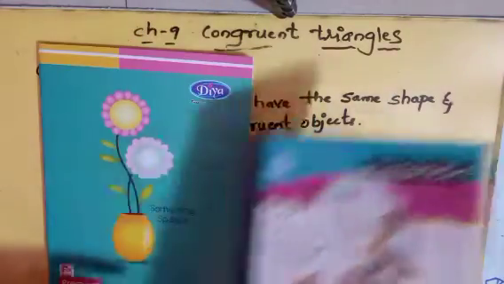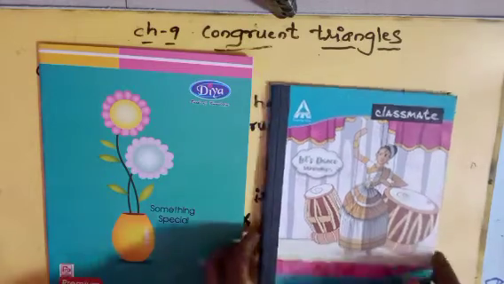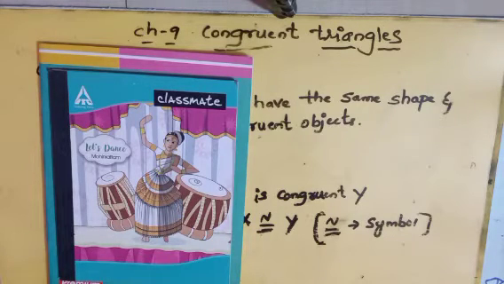We can take the books only example. See, by seeing these books only we can say whether they are congruent or not. By seeing only we can say they are not congruent to each other, because both do not have the same shape and size, and also when one book is kept upon the other, it does not cover exactly. That's why we say that both the books are not congruent to each other. So these are some examples of congruency.